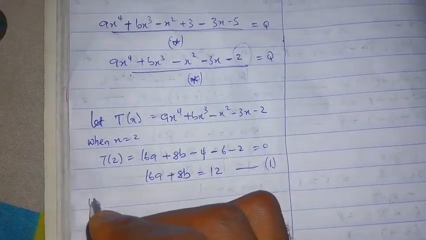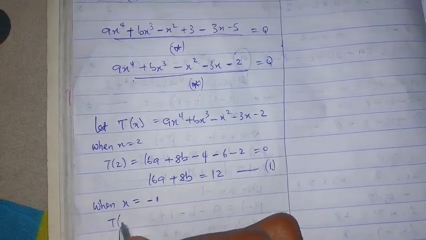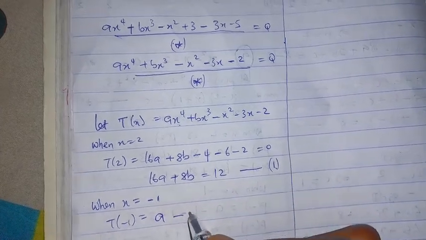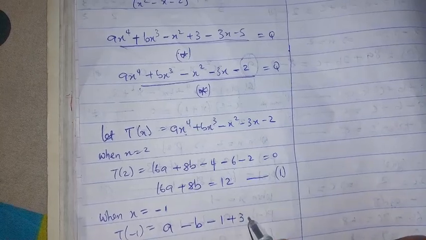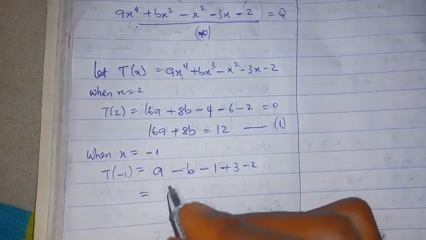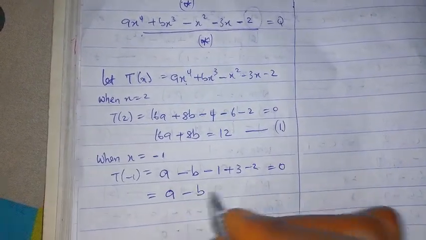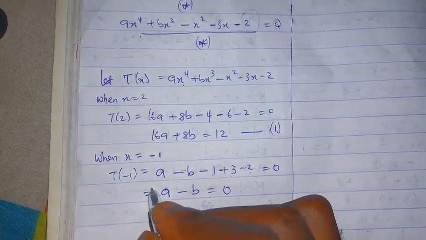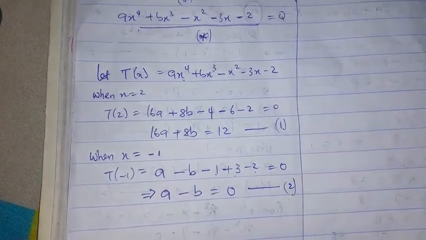And then when x equals minus 1, t of minus 1 becomes a minus b minus 1 plus 3 minus 2. If you do it successfully, this equals 0 also. This becomes a minus b minus 1 minus 3, that's 0, equals 0. So a minus b equals 0. This is equation 2.